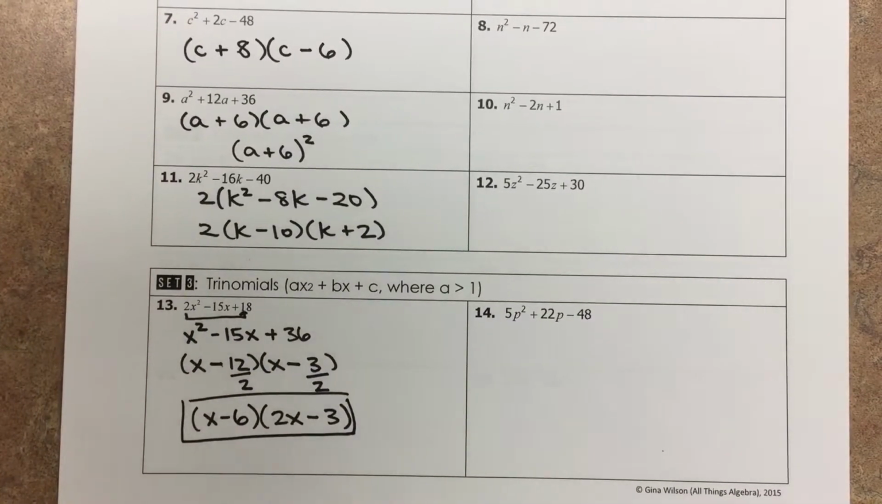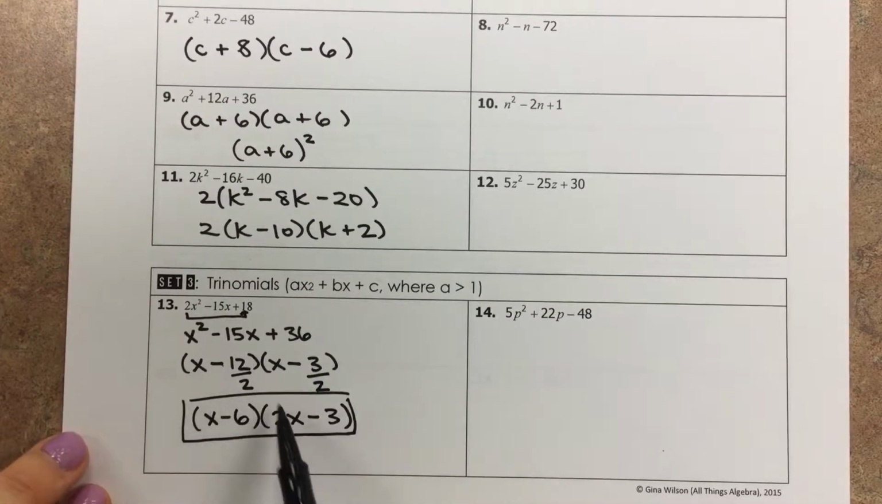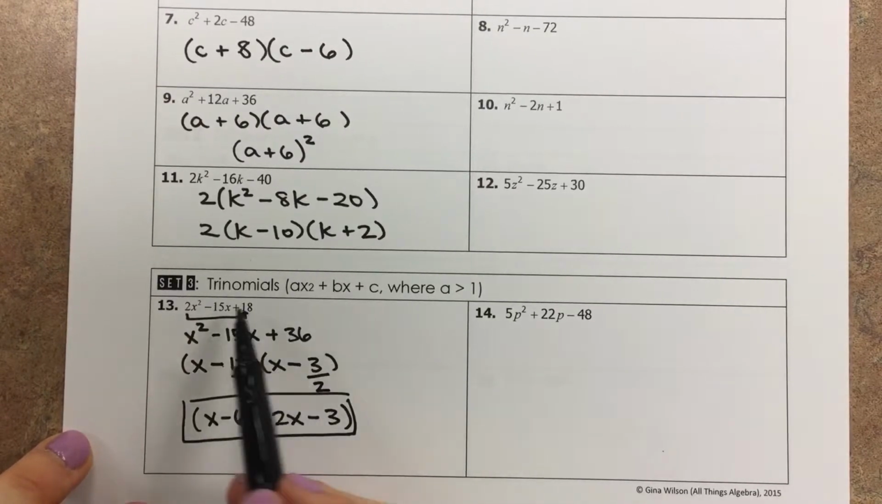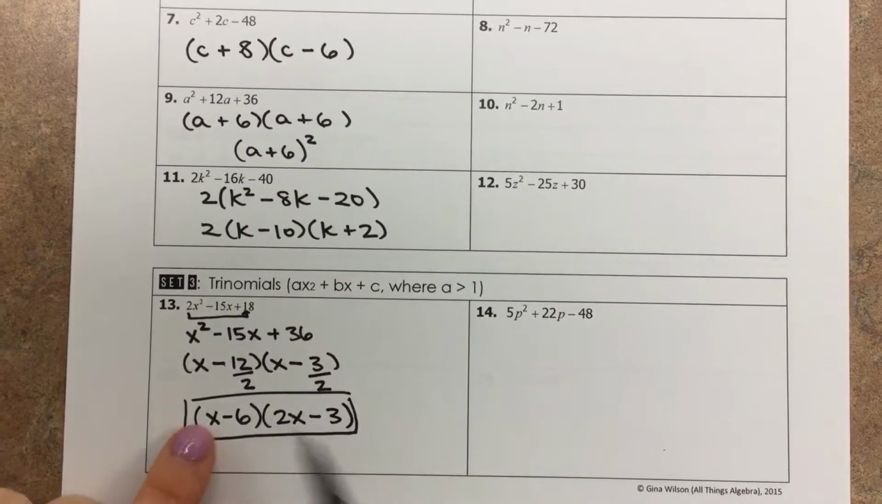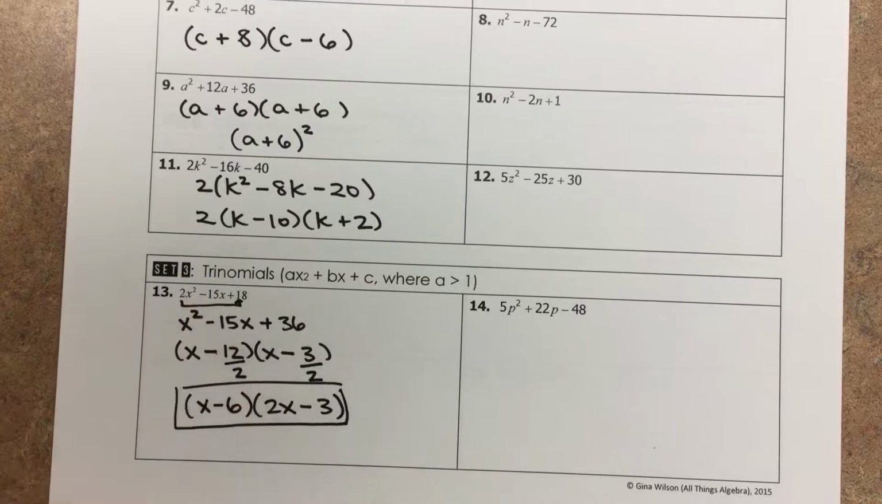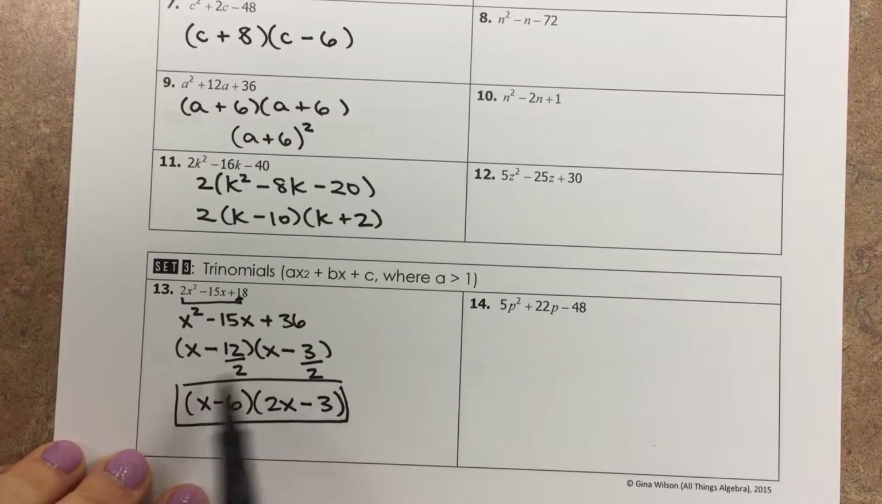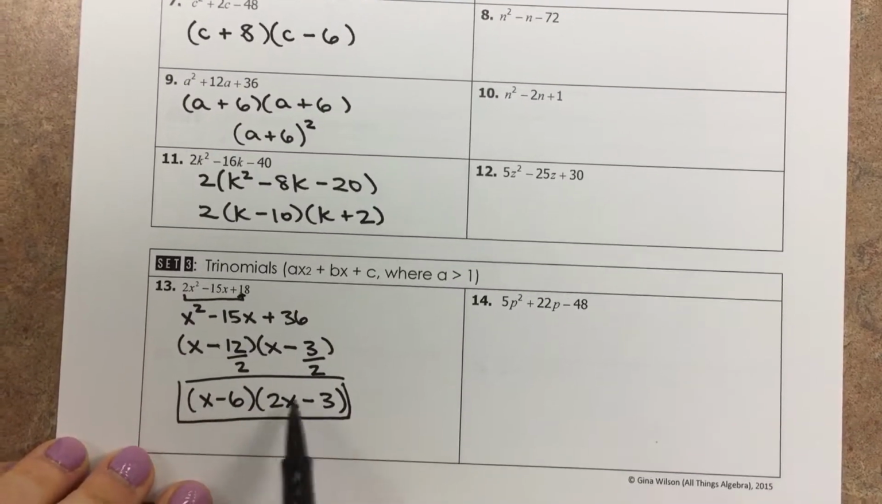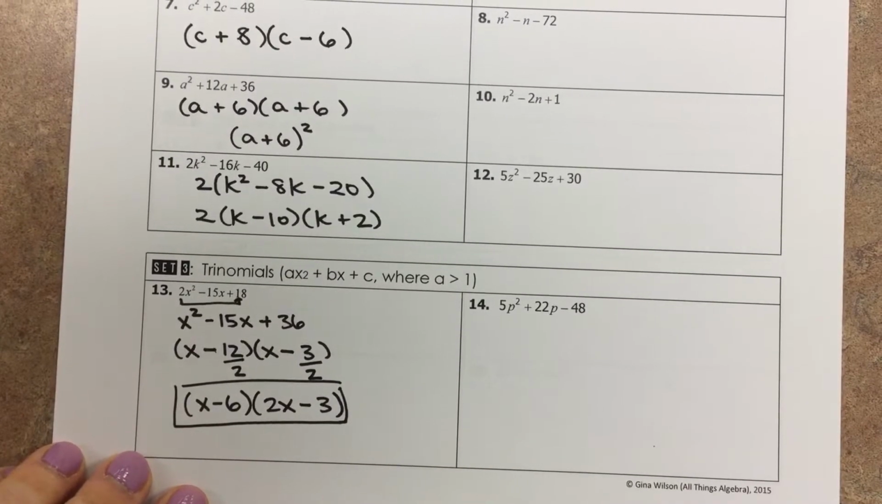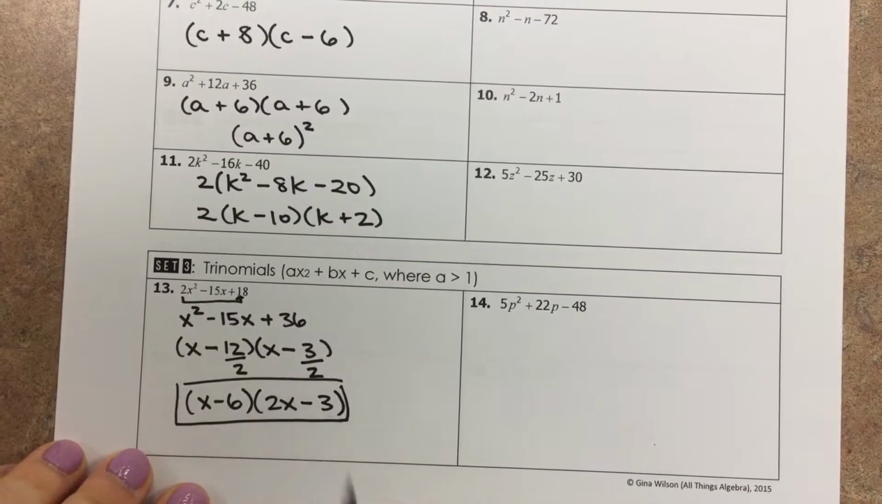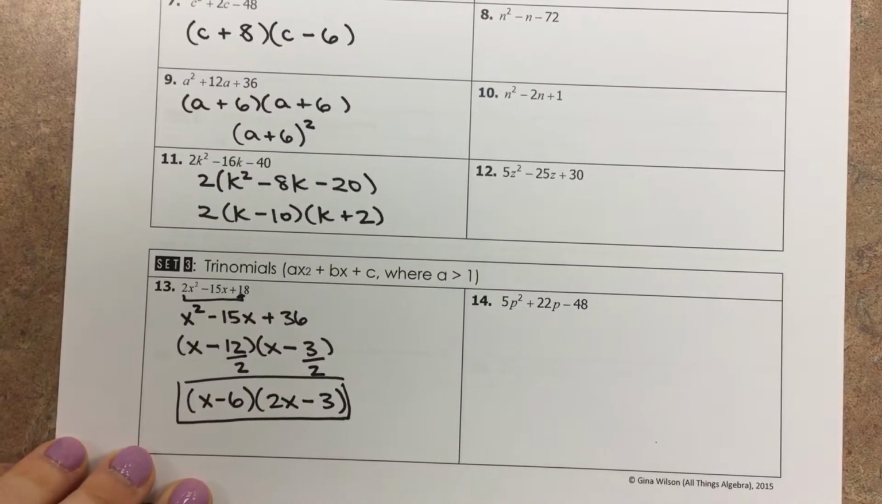And since these are a little trickier to see, I might recommend just FOILing it back out, confirm to yourself that you do in fact get this. So I'll show you. X times 2x is 2x squared. Outside, we have a -3x and a -12x. That combines up to a -15x. And the last is -6 times -3, and that is 18.